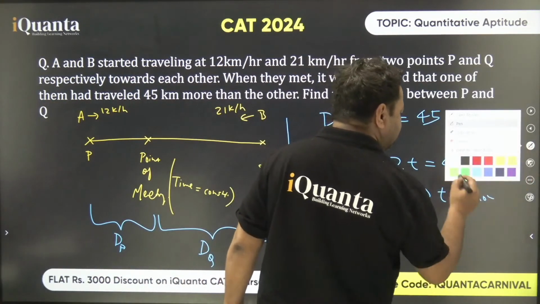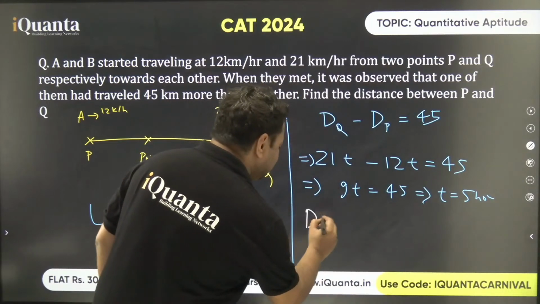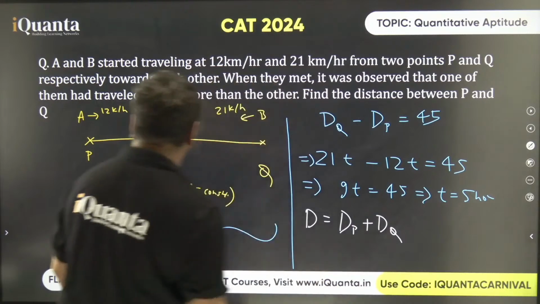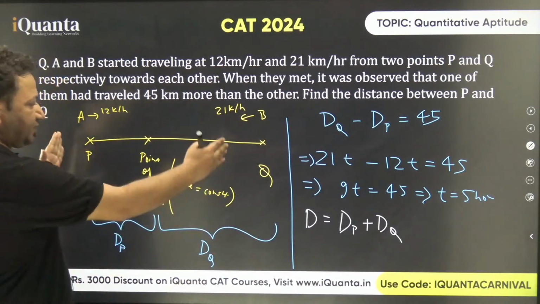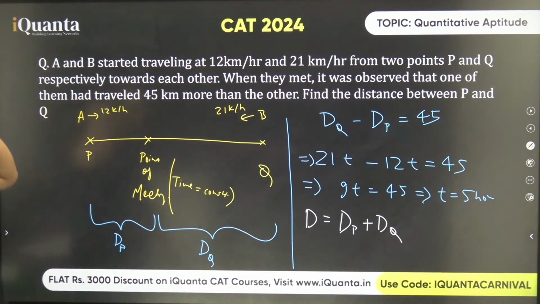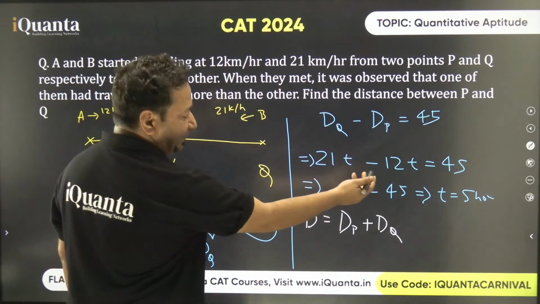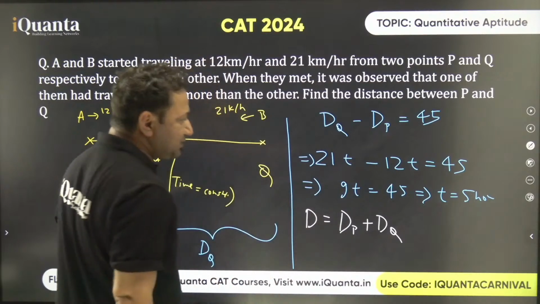Total distance is dp plus dq. Yes or no? dp plus dq, that's the total distance. How much is dp? 21t. And dq? 12t.